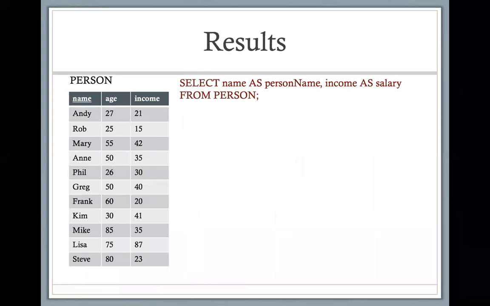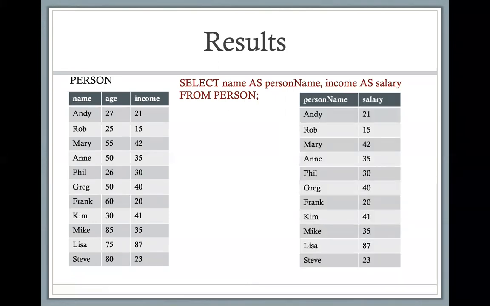Here's the query and the table person. And what do we expect the results to look like? A new table, a new relation, which has name displayed as person name. So the name of the column would be person name, and income would be salary. Age would not appear at all because I'm projecting only person name and income from the table. So age will not be displayed.